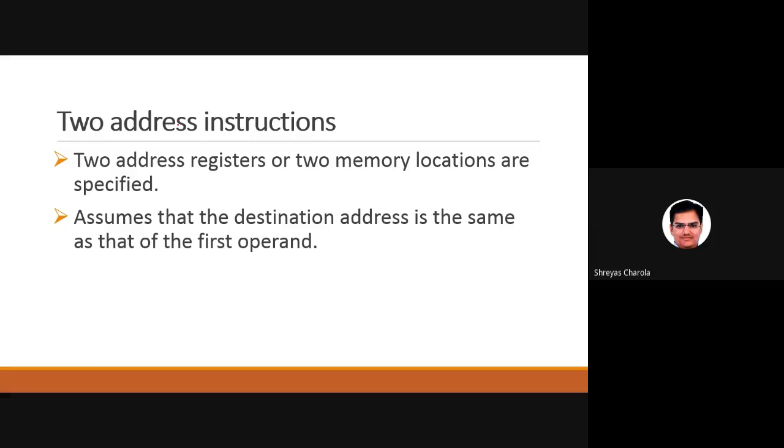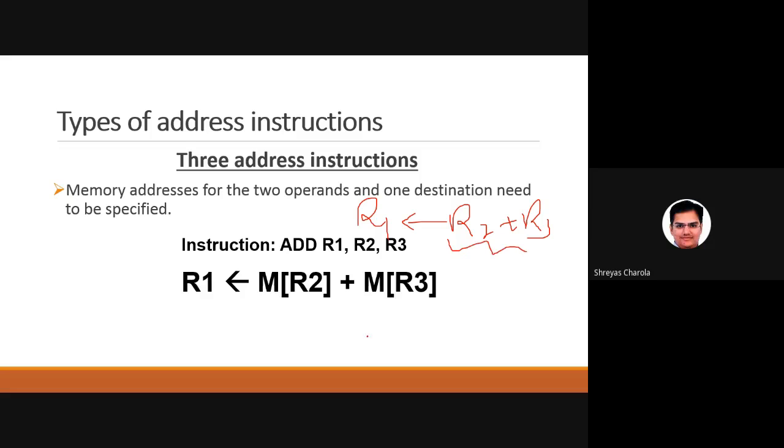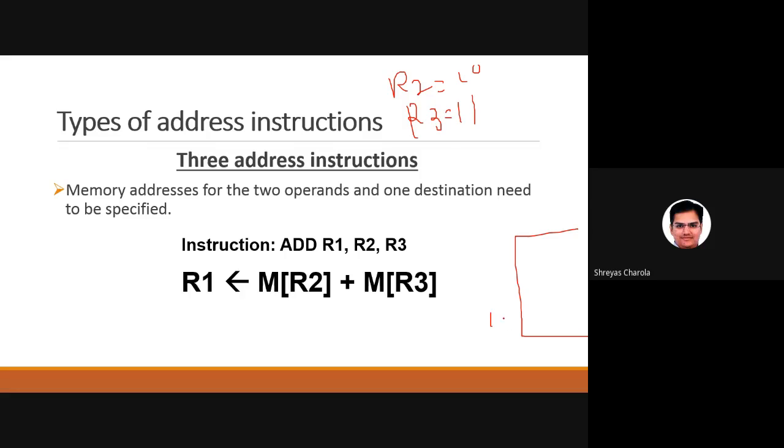Okay. So the 2 address instructions are where we have 2 address registers or 2 memory locations. Here you can write like this also. This is the addition of registers. This is the addition of the memory locations' content. So what do you mean by this first of all? Let's suppose, consider R2 is 10 and R3 is 11. So I have the memory in which I have the locations 10 and 11. On that the data is 50 and 60.